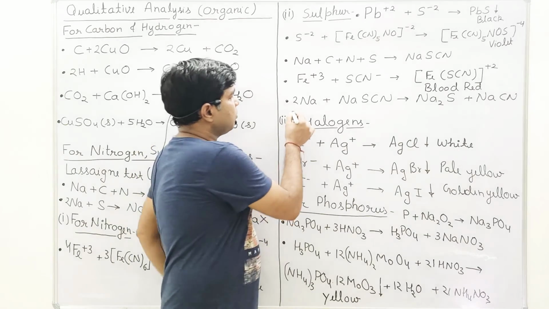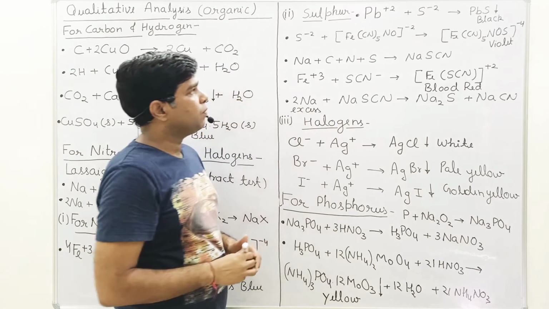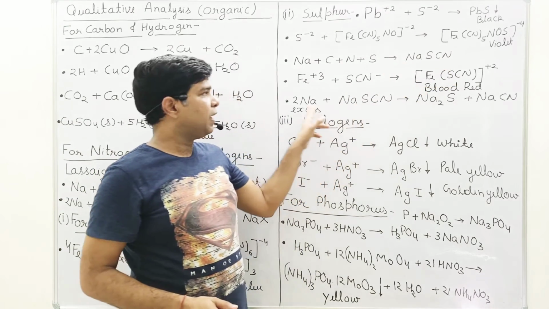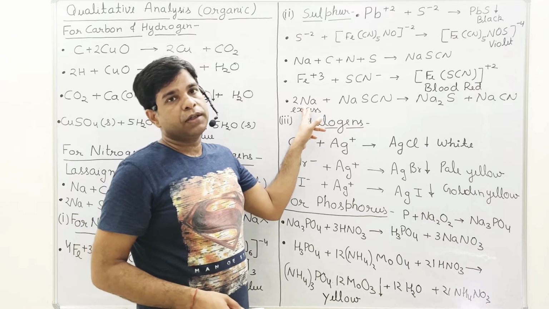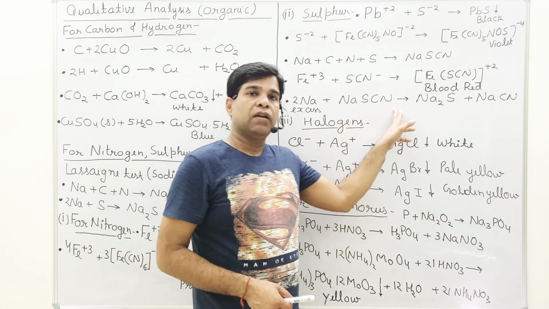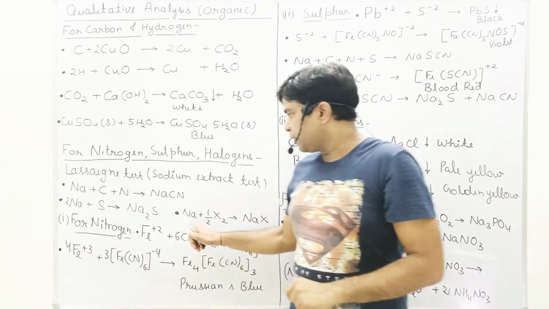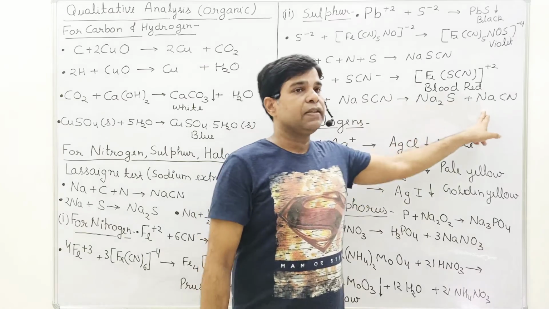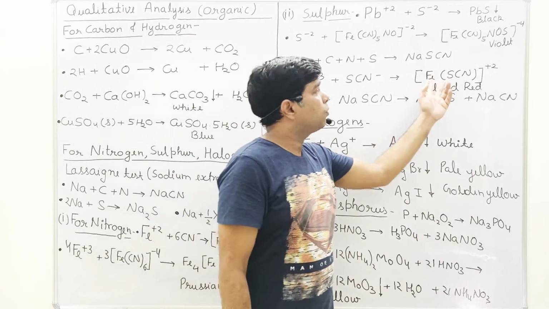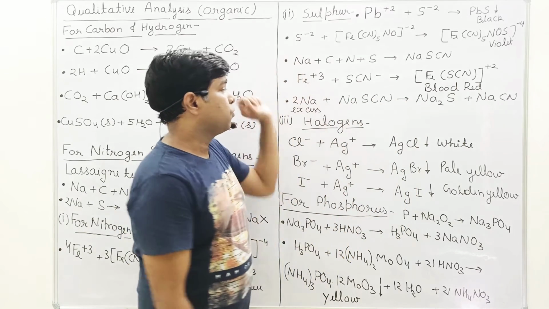the excess amount of the sodium, then sodium thiocyanate reacts with the excess of the sodium. How does this reaction take place? 2Na plus NaSCN, it again provides Na2S and NaCN. In this case they will give the usual test. There is no formation of blood red color. Remember students, these are a few important points.